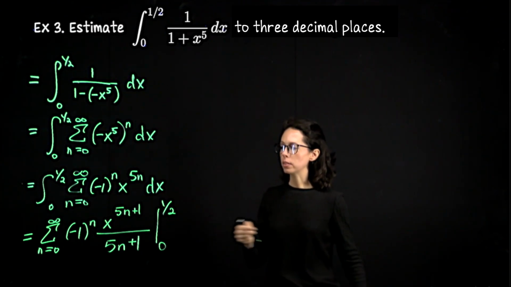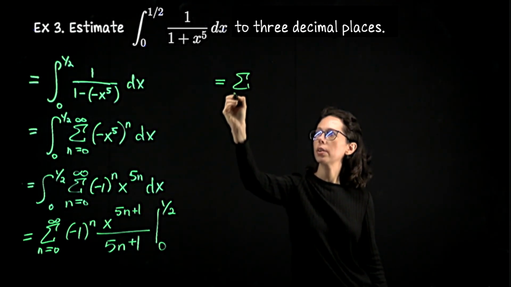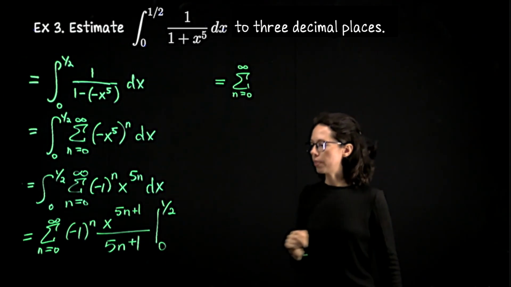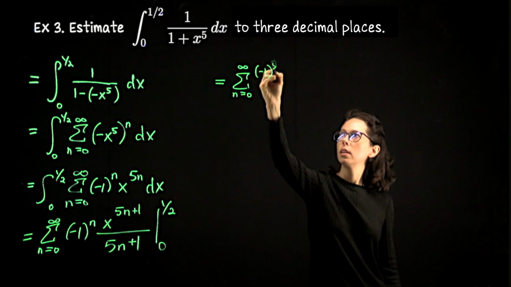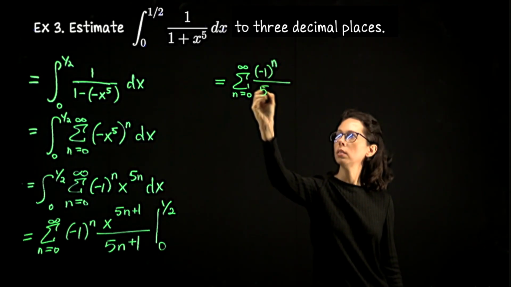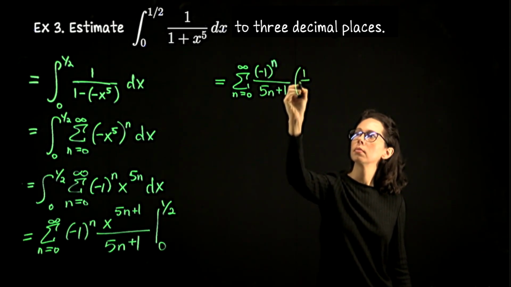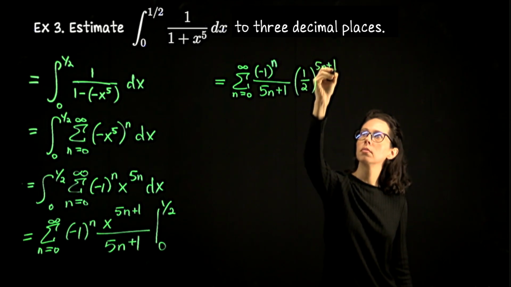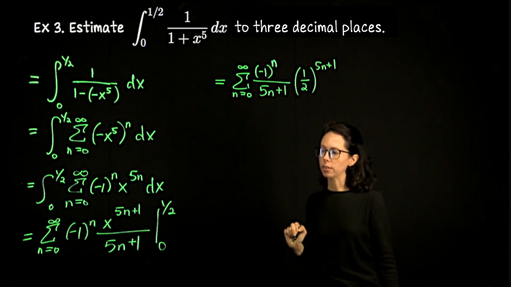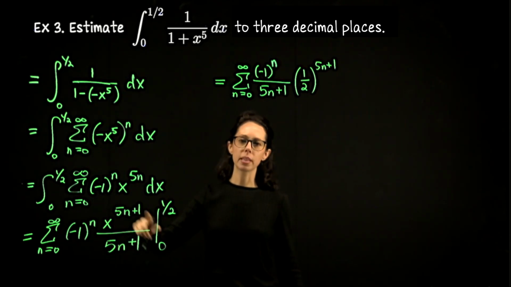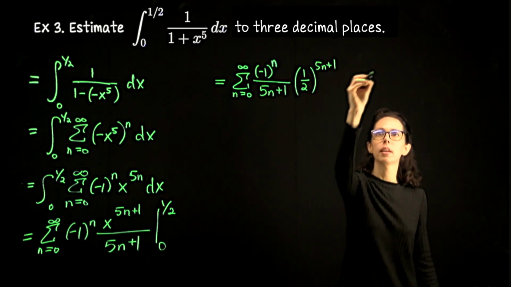When I plug in the top bound of x equals 1/2, what we'll have is the sum from n equals 0 to infinity of, I'm going to rearrange this a little bit so that it looks like negative 1 to the 5th divided by 5n plus 1 times 1/2 to the 5n plus 1. Okay, that's what happens when we plug in the top bound. And then if I plug in x equals 0, every single term in this power series expansion has an x in it. So when we plug in x equals 0, it all gets wiped out.